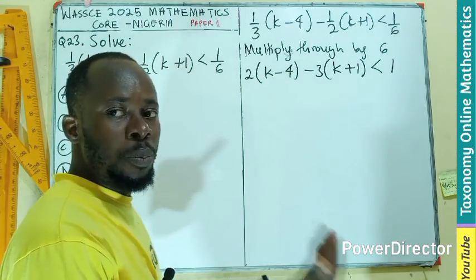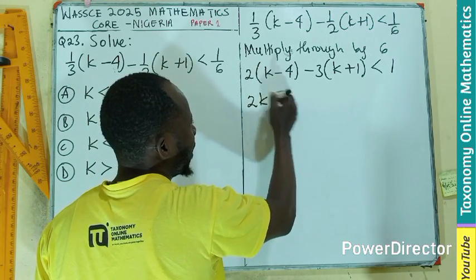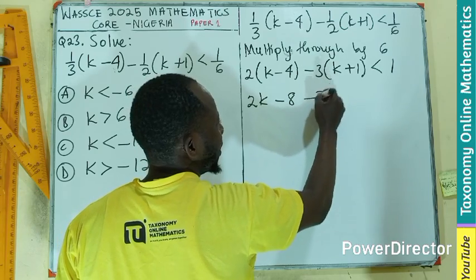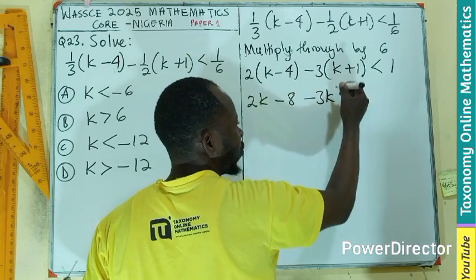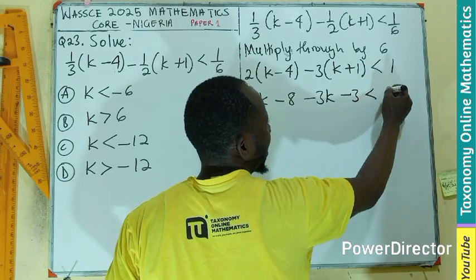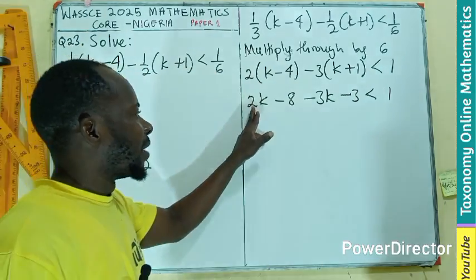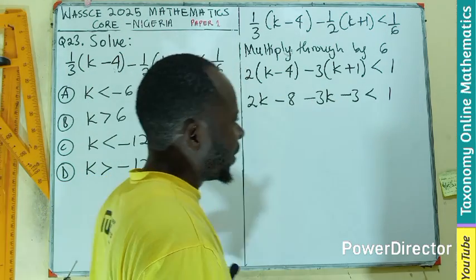So the next step is to open the brackets. 2 times k gives 2k, 2 times 4 is 8. 3 times k is 3k, and negative 3 times 1 is negative 3, less than 1. So here we group items. I can see this is k, constant, constant. We shift them all together.